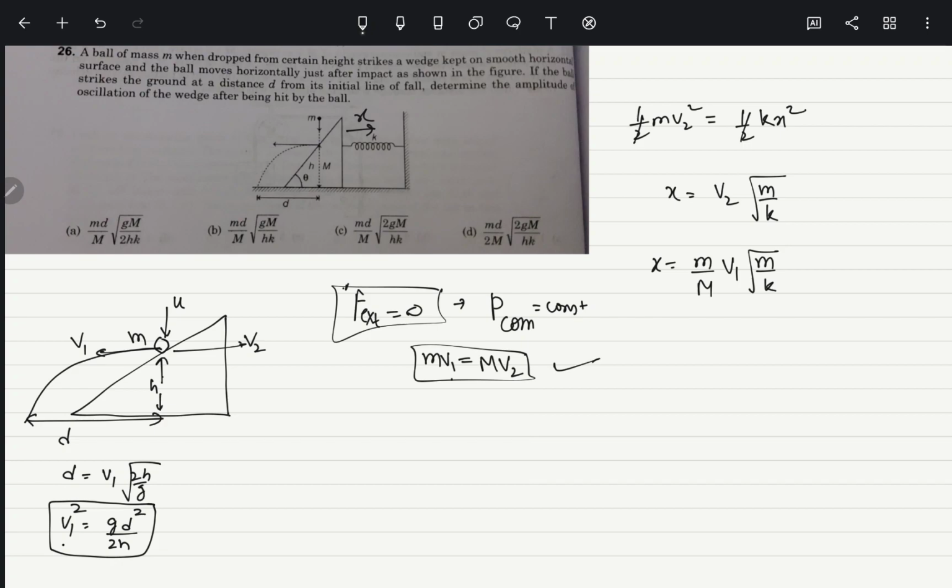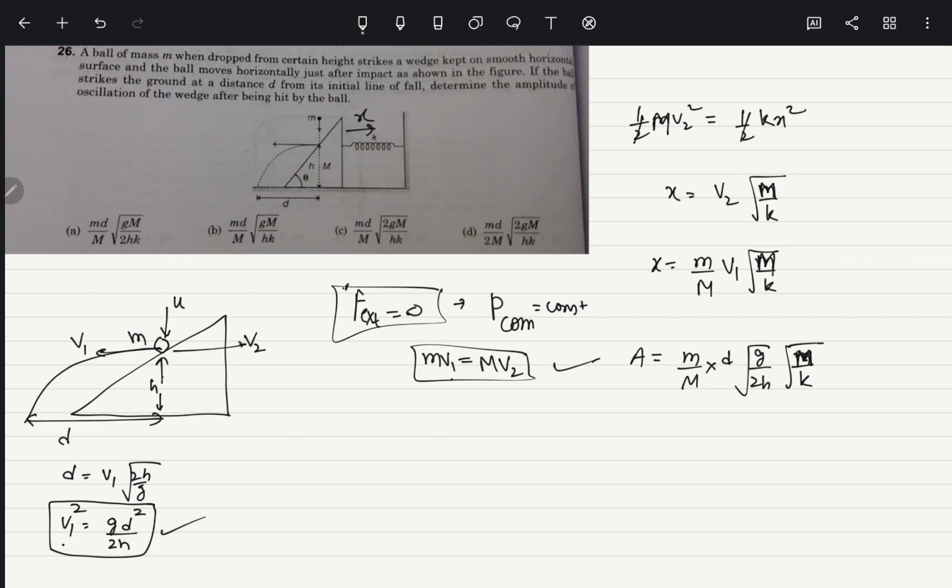And what is v1? So this is v1 here. So h is our amplitude, so capital A, so m by capital M into v1, which is d root over g by 2h, into root M by k. Okay, I think I made a mistake. This mass is the mass of wedge. So basically this is capital M, this is capital M. So the wedge mass is capital M.